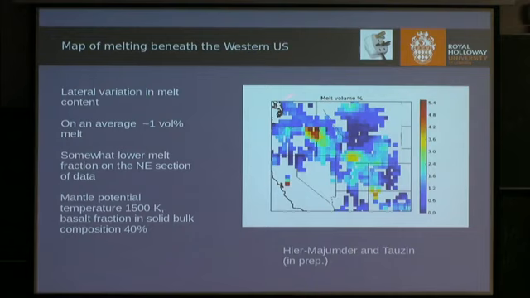this is the first map of melt percent in the western US for the 350-kilometer depth. We ran this for various potential temperatures and various compositions, but basically what we come up with in this region is an average of approximately 1 volume percent melt. It might be quite interesting, actually.